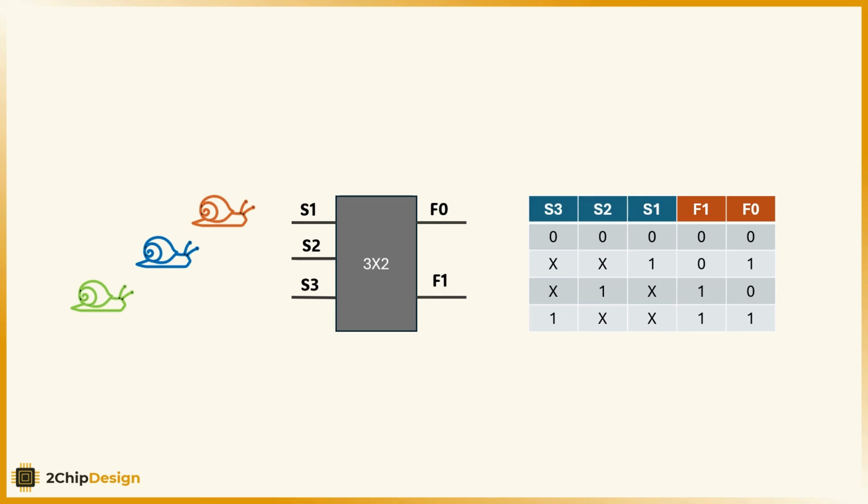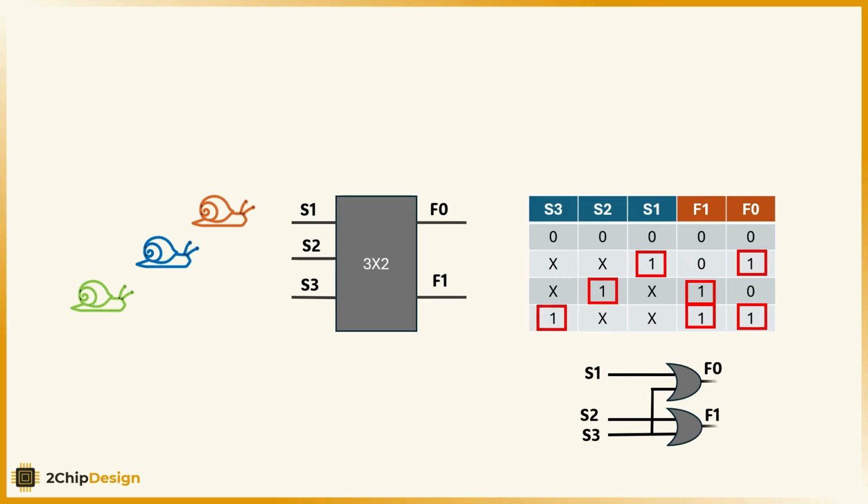There are 4 possible outputs. No winner yet, output is 0. Snail 1 wins, output is 1. Snail 2 wins, output is 2. Snail 3 wins, output is 3.